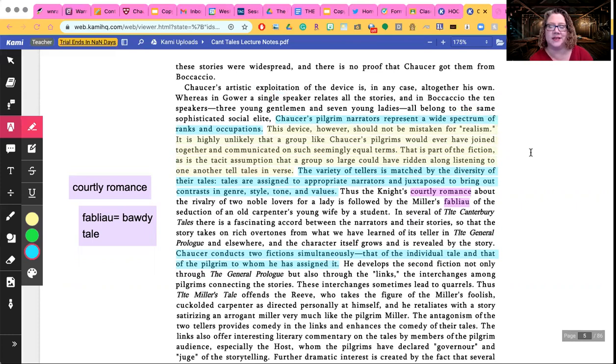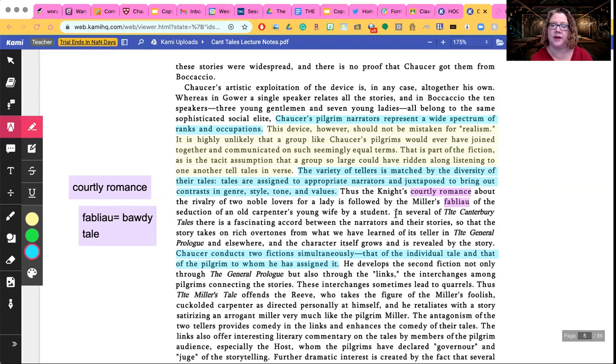It's not realistic to think that the people who are actually in the tales would be traveling together. There's a knight, and he would never be traveling with a dishonest partner. He just wouldn't. But Chaucer is imagining that they were traveling together so that he can do this cross section of society.